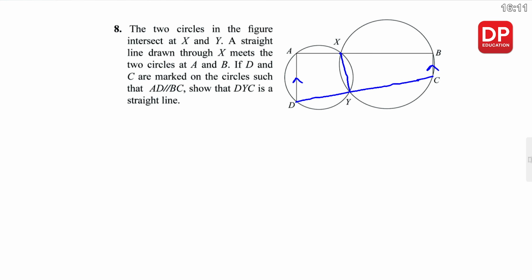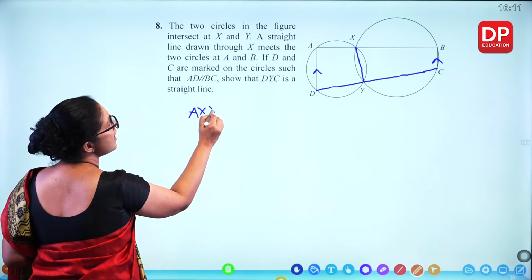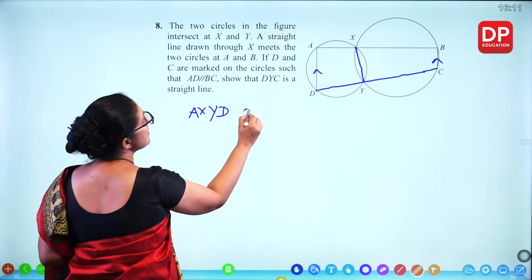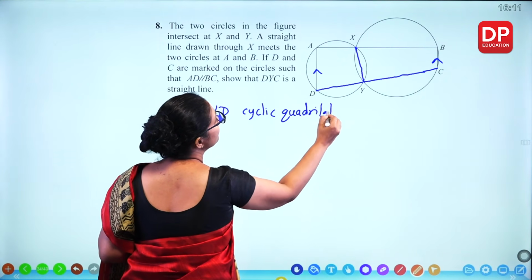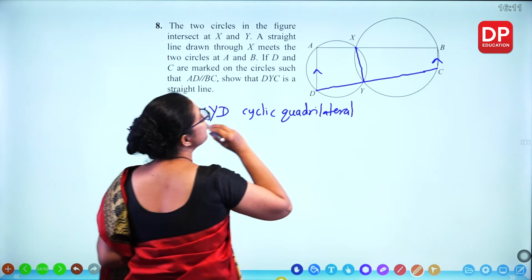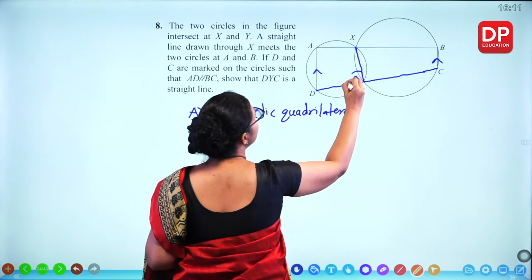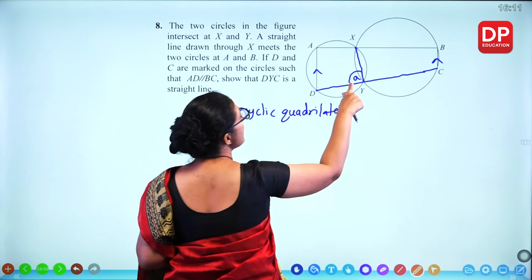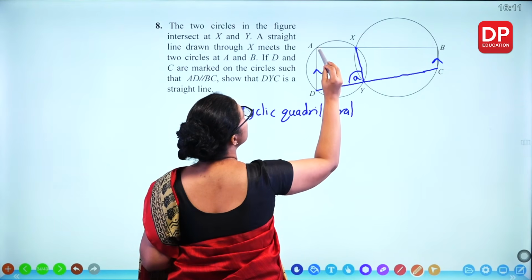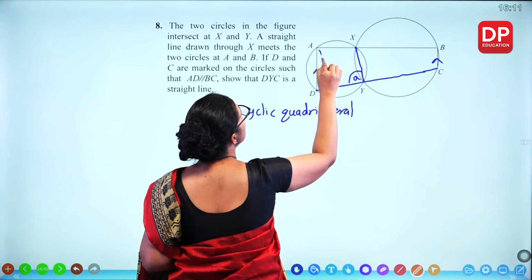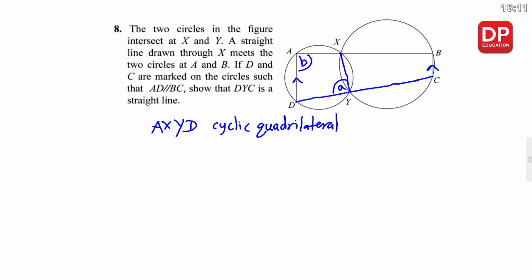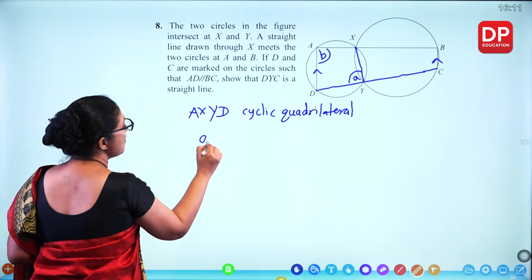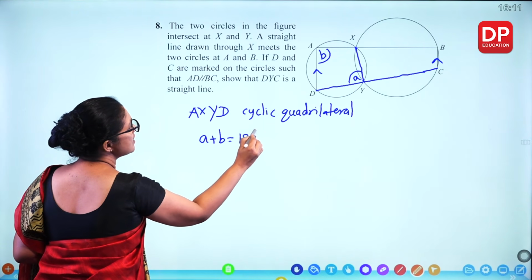We can see AXYD is a cyclic quadrilateral. So, we'll put this as A. I'll put that one B and XYD as A. We know that A plus B is 180.